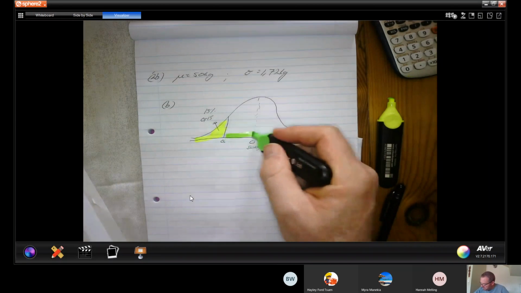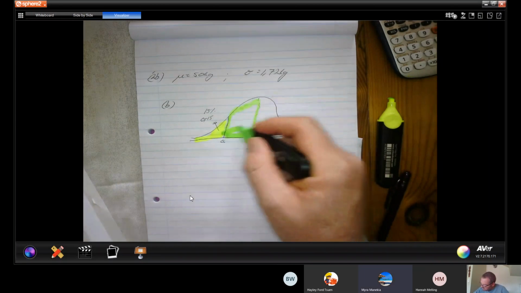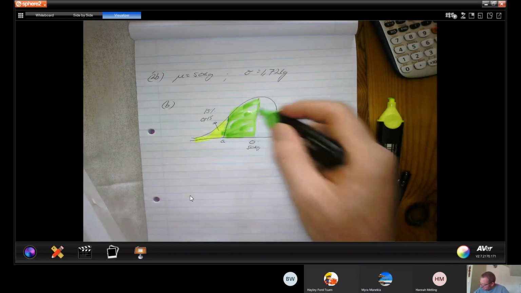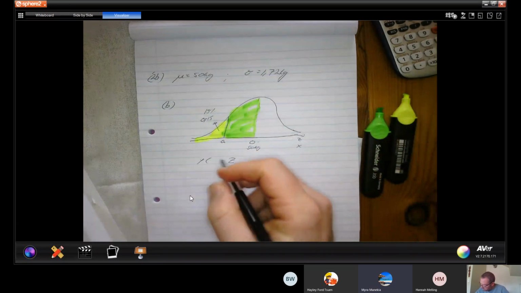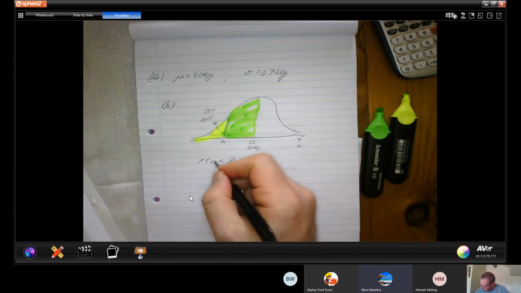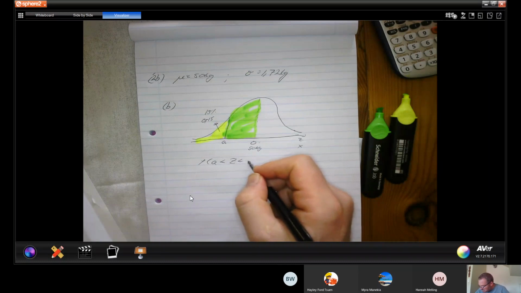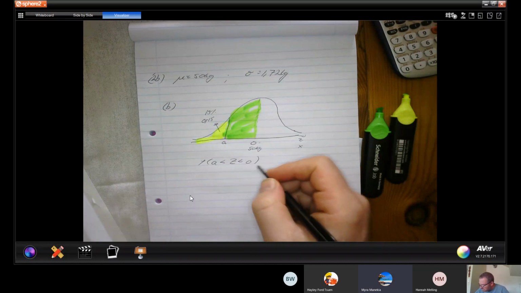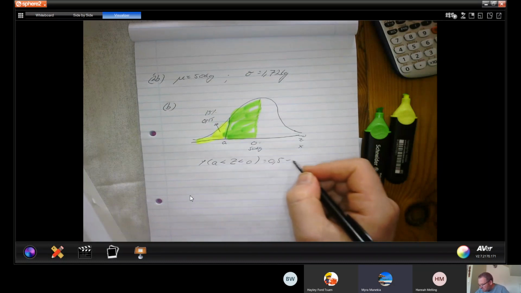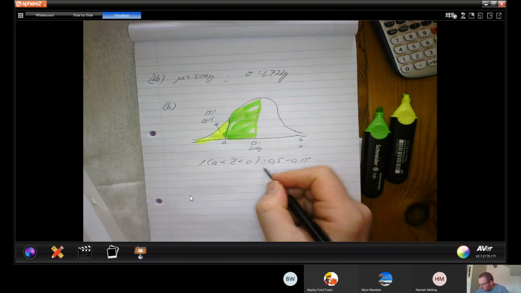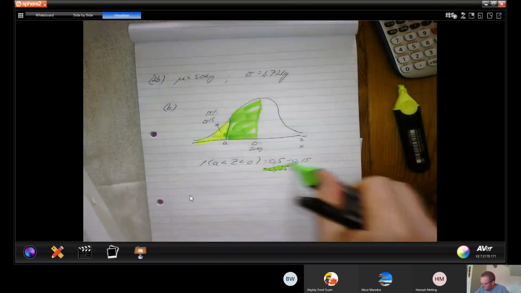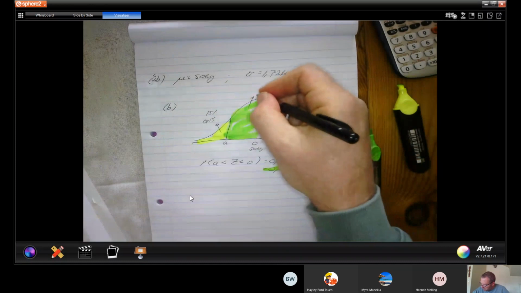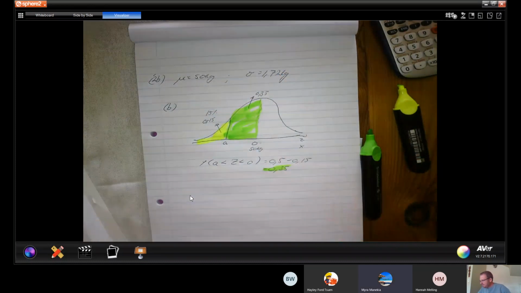Myra, we need the green region. Do you agree? Yes. How am I going to get that? 0.5 minus 0.15. Yep. Tell me what that is. 0.35. So 0.5 minus 0.15 equals 0.35. That is our green region over there, so that's 0.35.